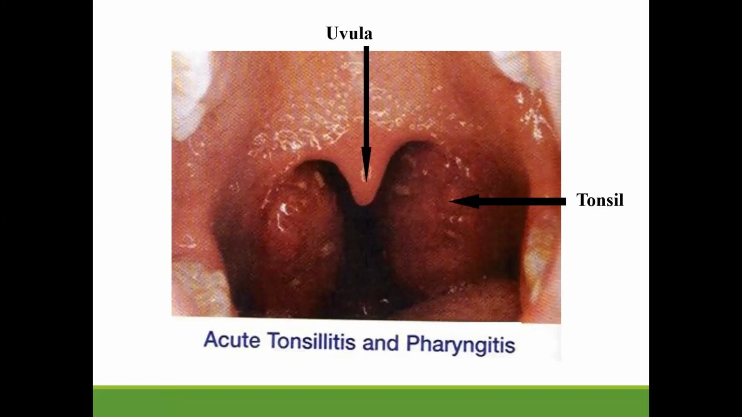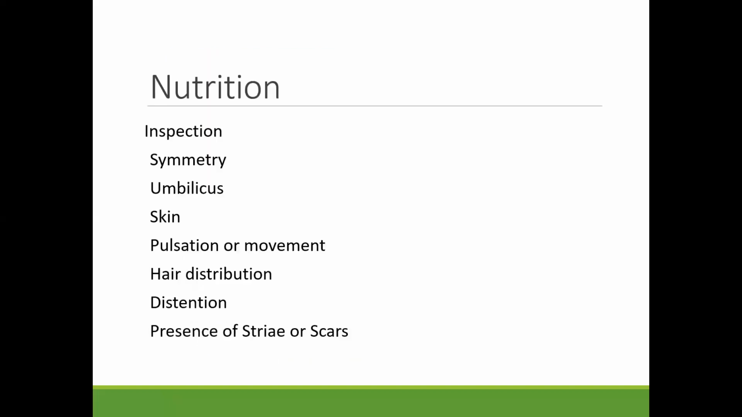Uvula, this is a picture of acute tonsillitis and pharyngitis. Inspect, we're going to look, symmetry. I have an idea of what's in, we break our abdomen down into quarters. You have your right upper quadrant, your right lower quadrant, left upper quadrant, left lower quadrant. So I have an idea of what's in each quadrant. Some of them overlap, and that's okay.